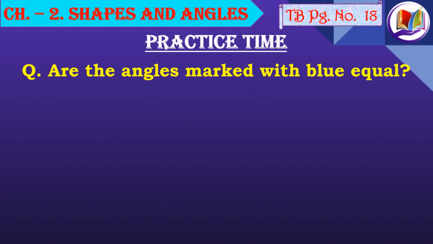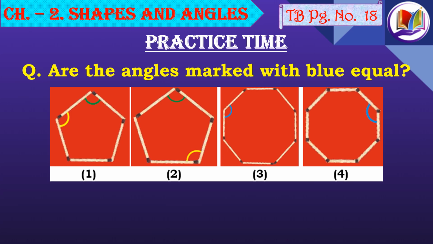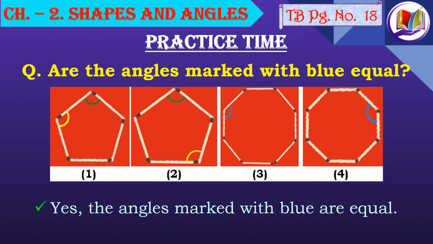Here, are the angles marked with blue equal? We can observe that angles marked in blue are on different sides of the given shape, but still when we measure them, we will be able to find that the angles marked with blue are equal.